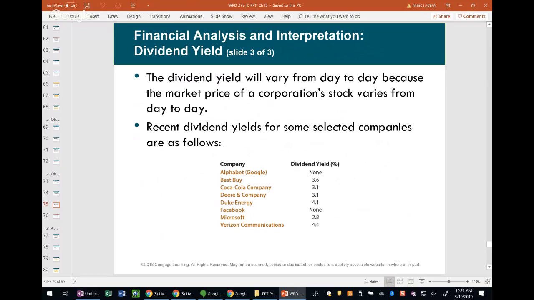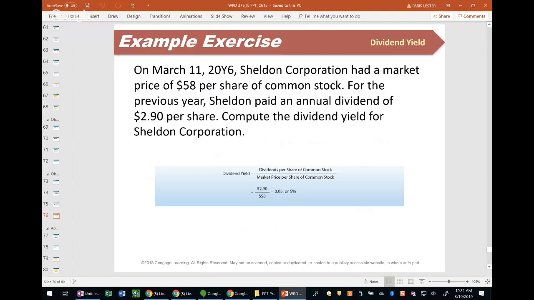Here are some major companies and the dividend yield that they're paying. Looks like Duke Energy is paying the best. No, Verizon Communications is paying the best dividend. So the dividend yield formula is your dividend per share divided by your market price. Market price has to always be given.